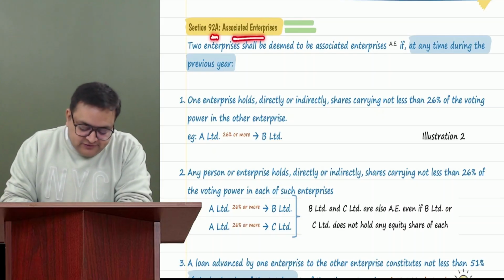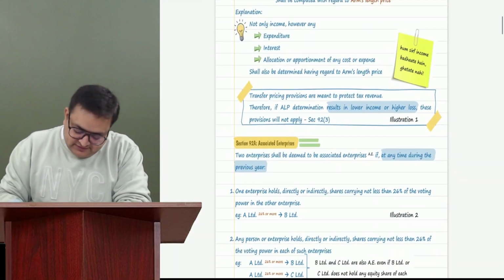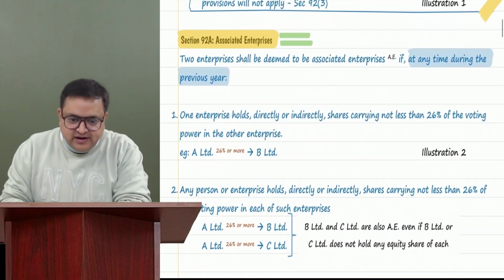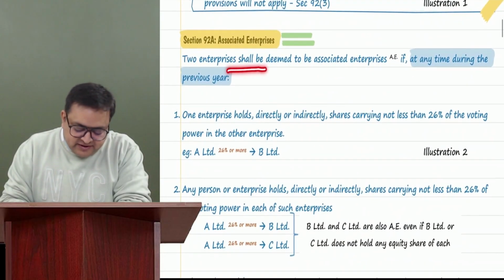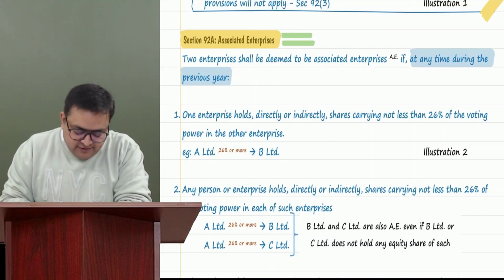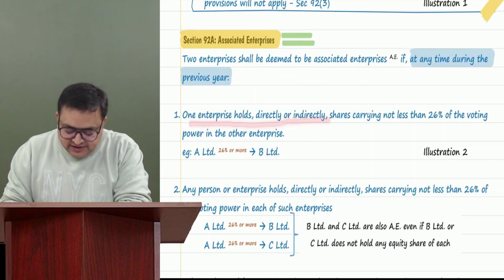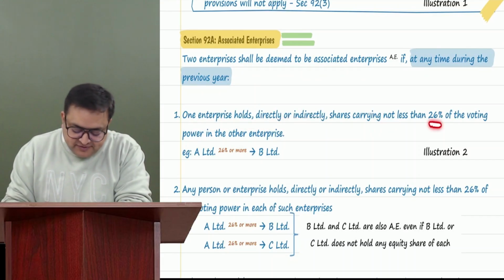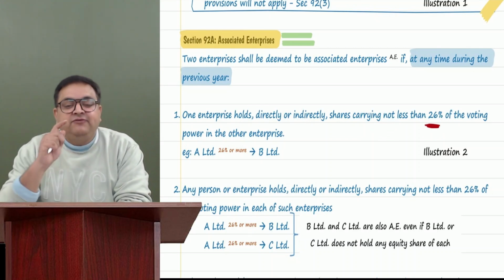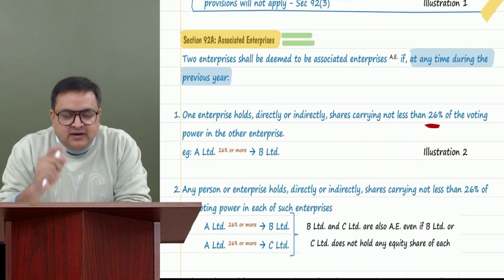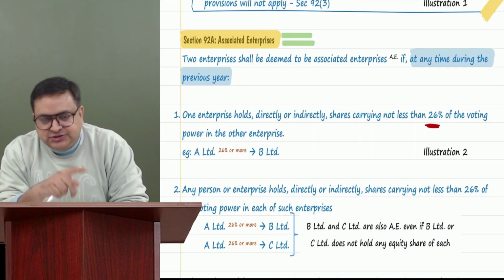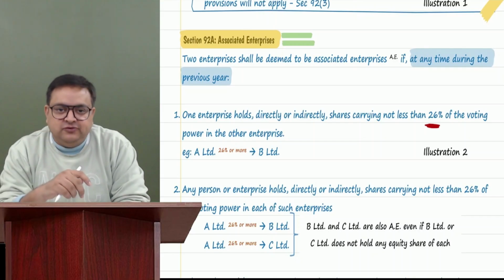Section 92A, Associated Enterprises. This is on the second page, 15.2. So what is an associated enterprise? It says two enterprises shall be deemed to be associated enterprises if at any time during the previous year, one enterprise holds directly or indirectly shares not carrying less than 26% of the voting power in the other enterprise. What is voting power? Equity shares. If you hold at least 26%, guys, not 25%, but if you hold 26% of another company's shares, then you become associated enterprises.